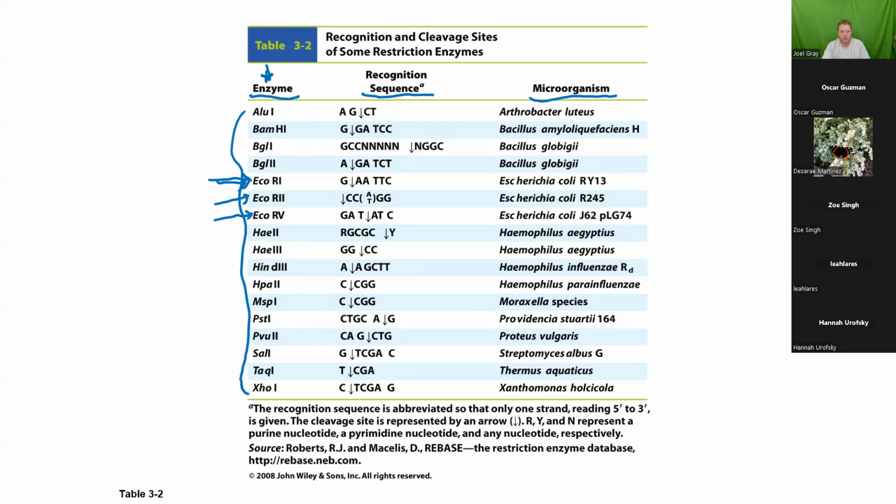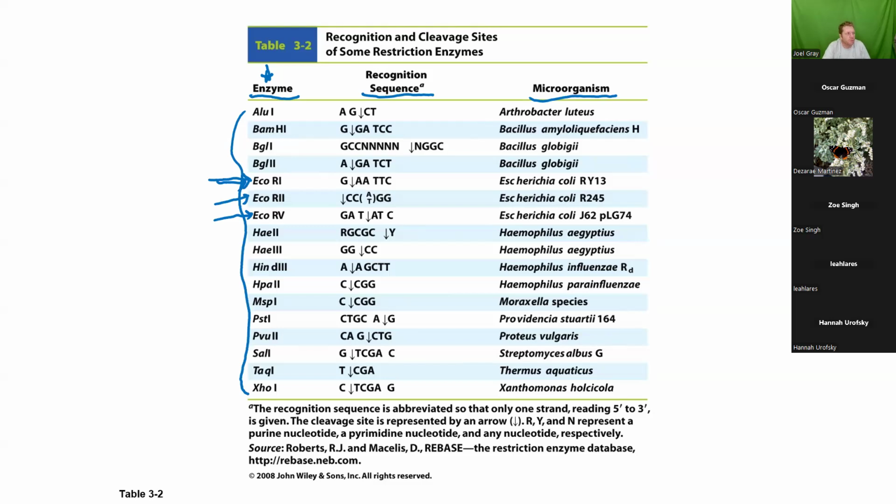Now, there's an EcoR1, EcoR2, is there an EcoR3? What about an EcoR4? Or do we just randomly jump from 2 to 5? There is an EcoR3. There is an EcoR4. This is showing more common restriction enzymes.